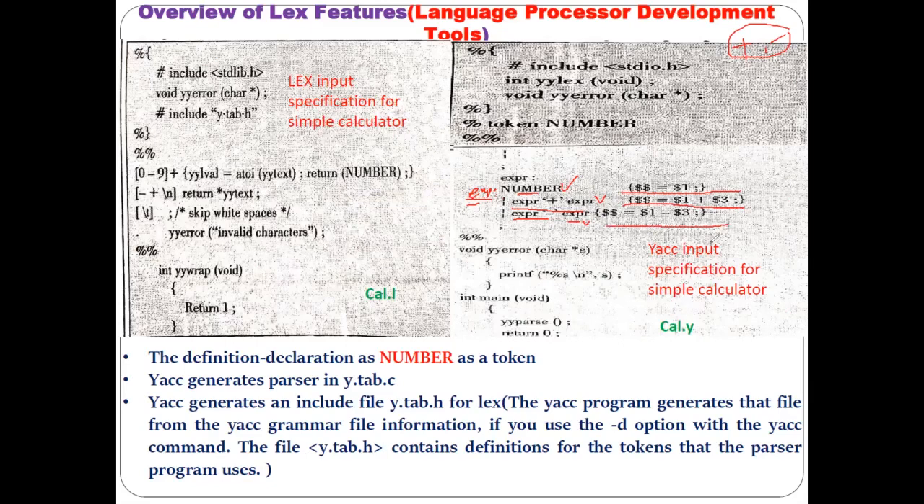Understood? Now, what is the action part written for expression plus expression? Double dollar equal to $1 plus $3. Now consider you have written the expression like this: 2 plus 3. Now what will happen regarding this expression?